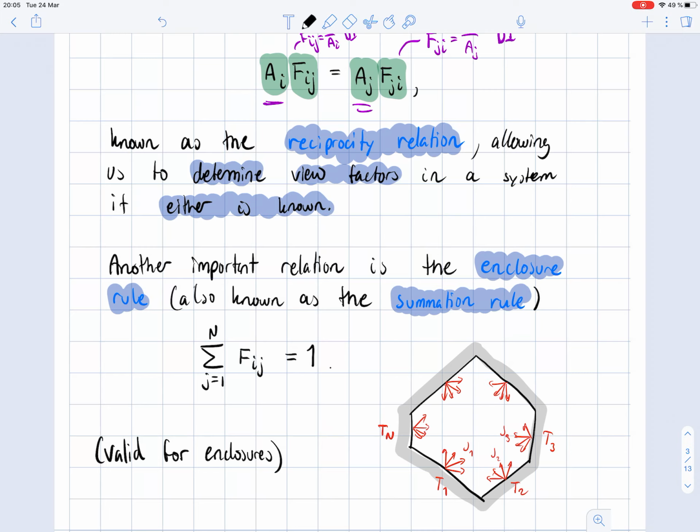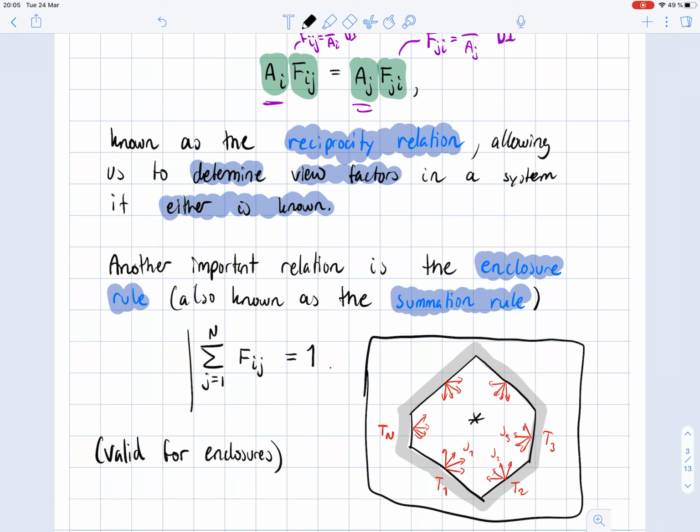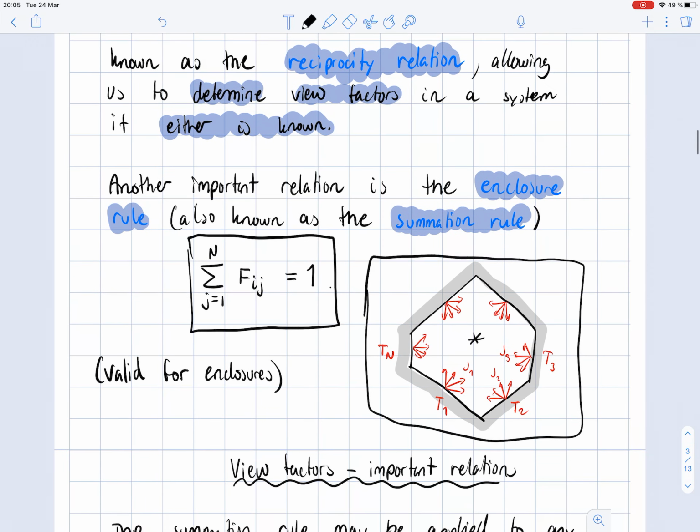That means that you need to have a geometry like this, where you have well-defined surfaces around your whole system. If you have such a system, the sum of all the view factors, if you sum over all the j's, you get 1. So note that we are not summing over i in this sum, we're summing over all the j's.